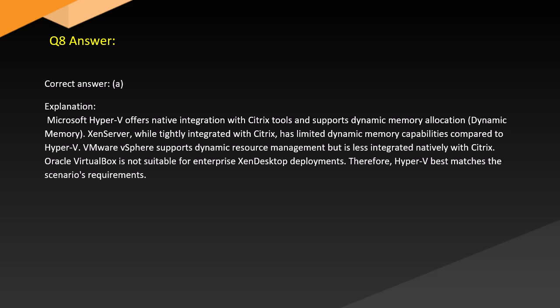Answer. Correct answer, A. Explanation. Microsoft Hyper-V offers native integration with Citrix tools and supports dynamic memory allocation. XenServer, while tightly integrated with Citrix, has limited dynamic memory capabilities compared to Hyper-V. VMware vSphere supports dynamic resource management but is less integrated natively with Citrix. Oracle VirtualBox is not suitable for enterprise XenDesktop deployments. Therefore, Hyper-V best matches the scenario's requirements.